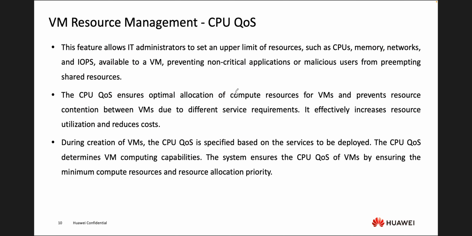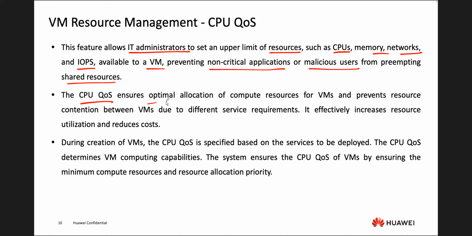Right. So again, quality of service with regards to the CPU is there to ensure that you have enough resource allocation. For instance, if you are an IT administrator, you need to set the limit of resources like your CPU, your memory, your networks, and your IOPS, which is your input output processing capabilities, that are available to the VM. You don't want non-critical applications or malicious users to take some of the resources, right? So you basically have to manage the quality of service. Again, that is the CPU quality of service.